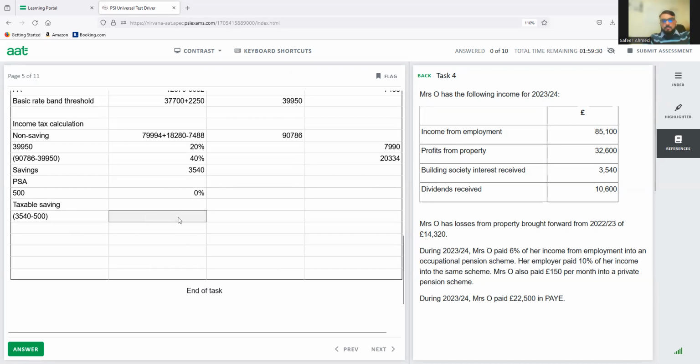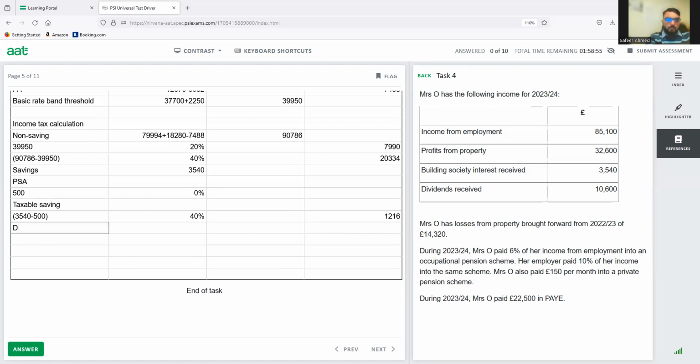Now, remember that the basic rate threshold is being utilized against non-saving income. Therefore, the higher rate on saving income will be applicable, which is 40%. So 3040 times 40% is 1216. So we have calculated the income tax on saving income.